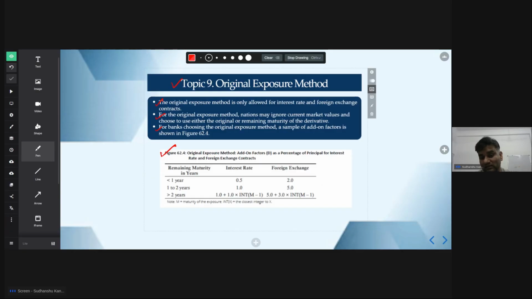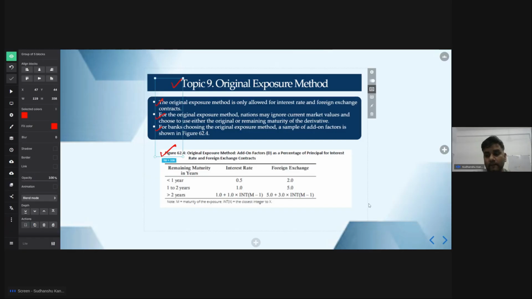The key intuition you should have here is that the original exposure method is much simpler, less conservative, and less accurate. Basel later favored your current exposure and your VaR-based approaches, but this is what also came in between. So that we need to remember. Okay.